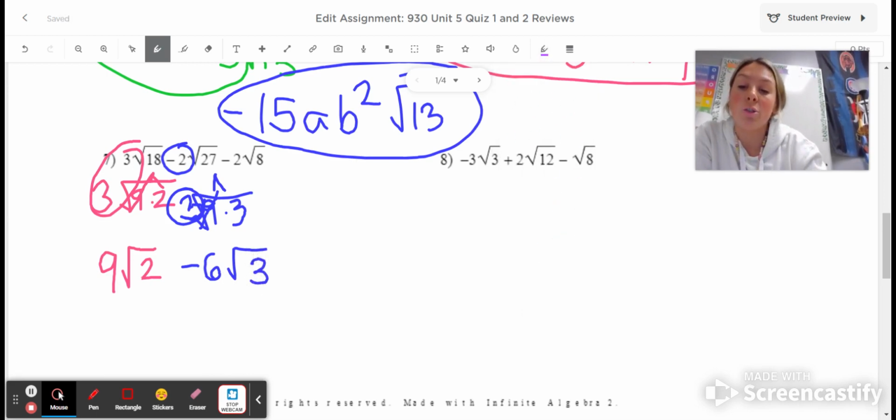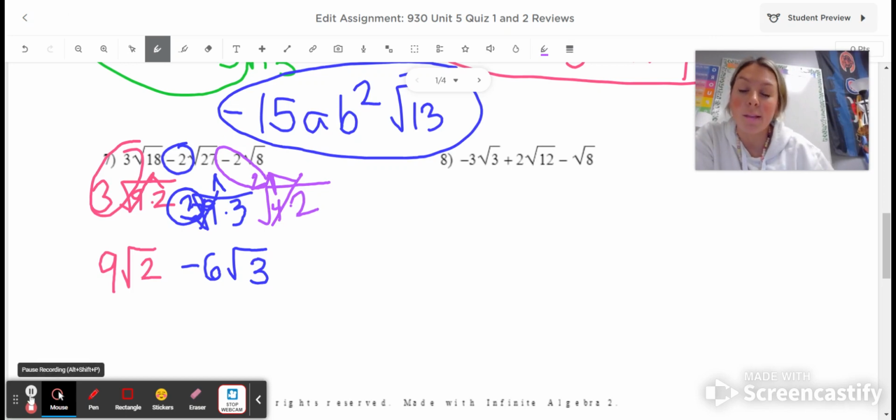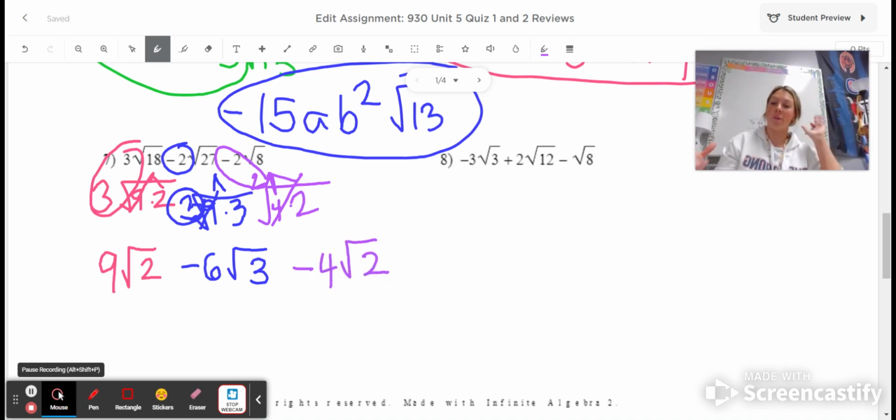The last one is 2 square root 8. 8 we're going to break up as 4 times 2. And the square root of 4 is 2. Multiply the outside numbers, so negative 2 times 2, and I get negative 4 square root 2. So now they're all simplified, and I do have like radicals, right?